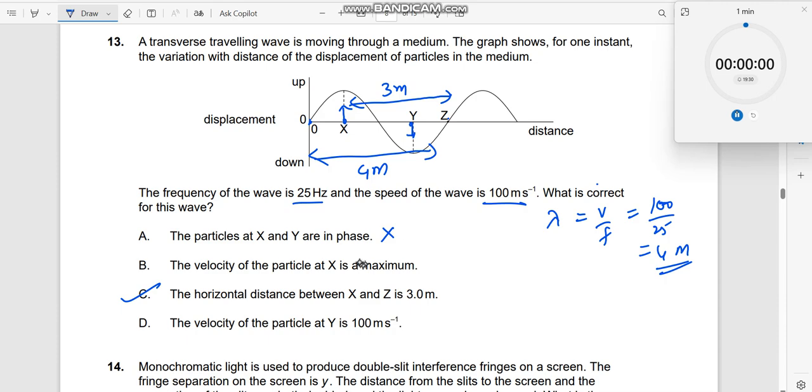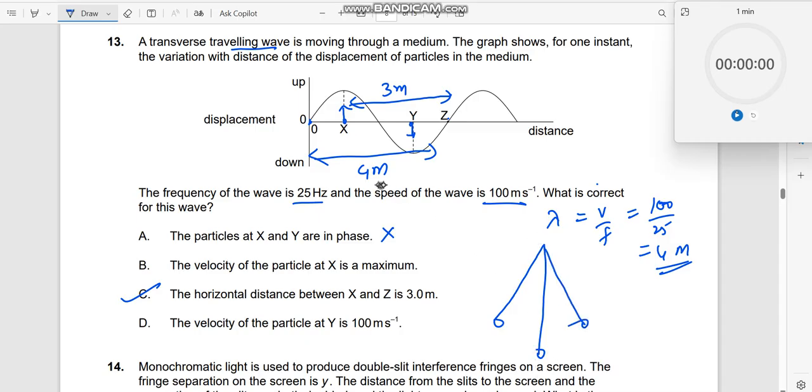The velocity of the particle at X is a maximum. Is it true? We think that it's true. It's not true. It's false. Why? How do I understand that? So let us draw once again a pendulum. When you say a traveling wave, you can easily put a pendulum here.